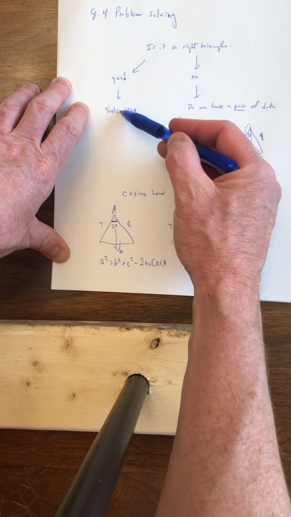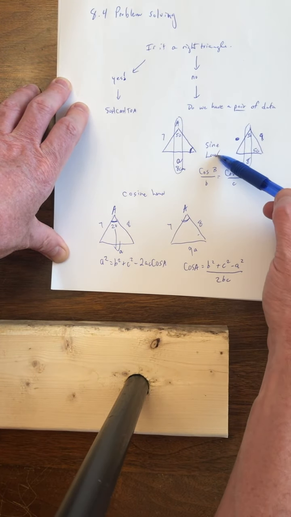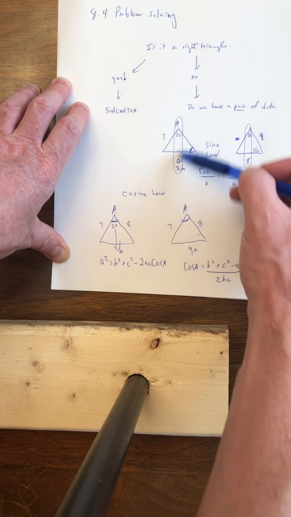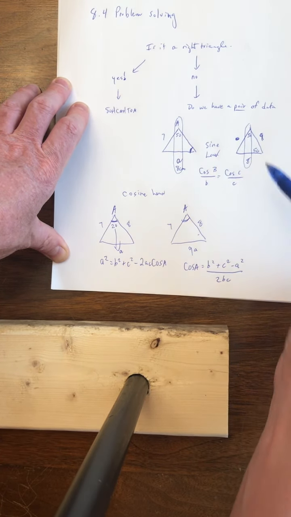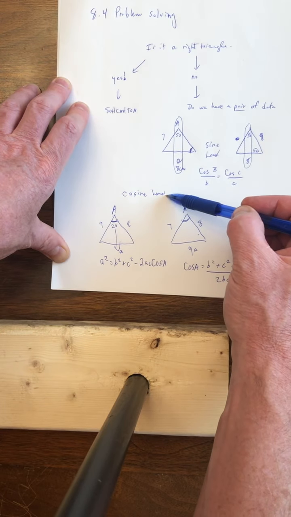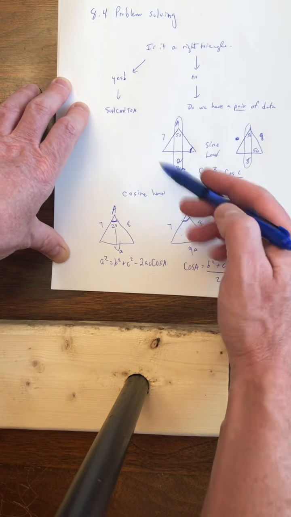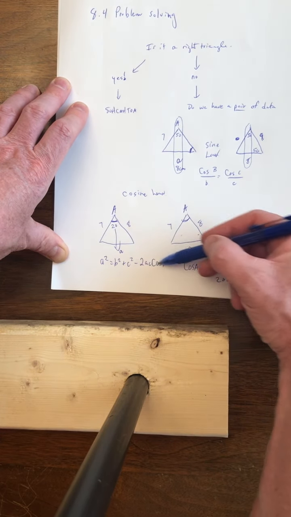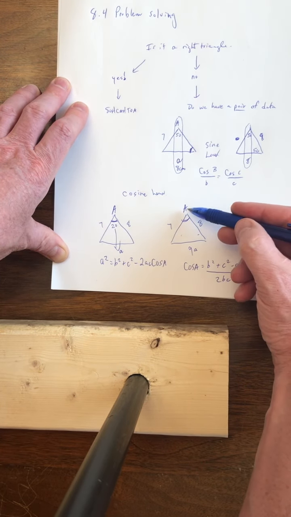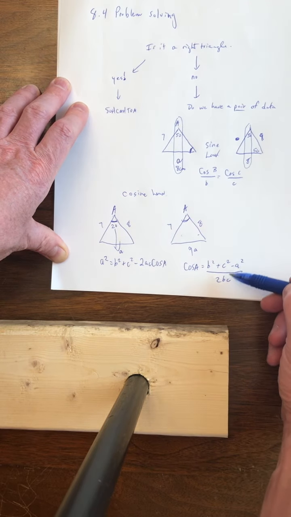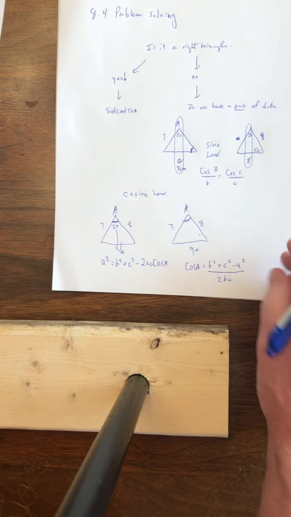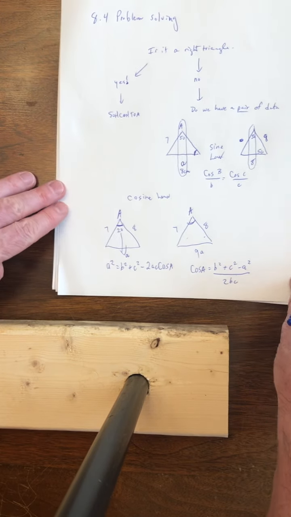If it's a right angle, SOHCAHTOA. If it's not, we're going to look toward our sine law. If our sine law doesn't work because we don't have this pair of information or pair of data, so to speak, then we're going to go to our cosine law. And depending on if we're trying to find a side length, we use our cosine law. If we're trying to find an angle, then we use the reworked formula. So hopefully that helps you out a little bit.